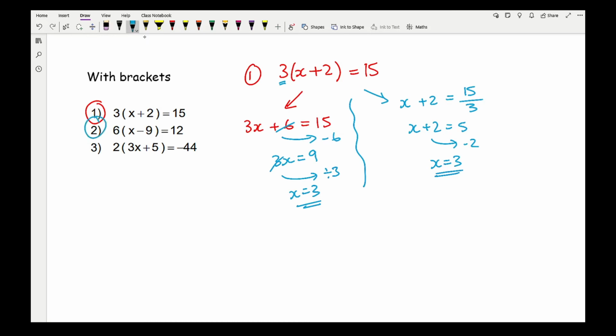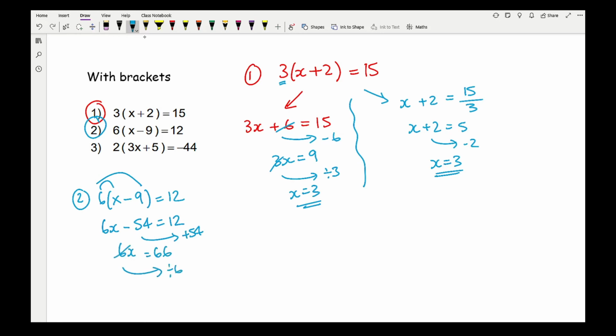For number 2, we've got 6x minus 9 equals 12. So again, multiply the brackets, I get 6x minus 54 equals 12. So I get 6x, and again I'm going to add 54, which gives me 66, and then I divide by 6, which gives me x equals 11.